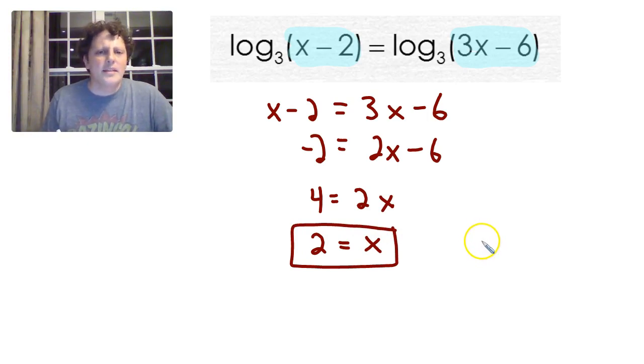I will go ahead and say it probably won't happen at this point, but eventually logarithmic equations produce what are called extraneous solutions. They are things that are not possible. Algebraically, you get an answer, but when you plug it back in, it does not work. This one works. 2 minus 2 is 0. 3 times 2 minus 6 is also 0. Log base 3 of 0 is equal to log base 3 of 0. So we have no problems here.